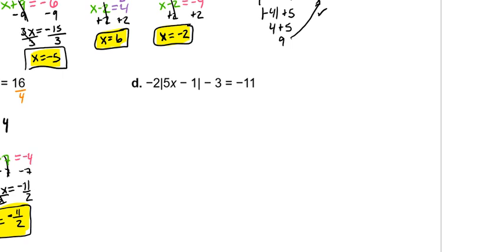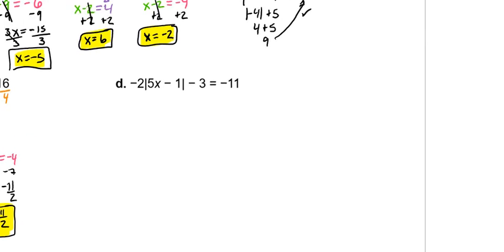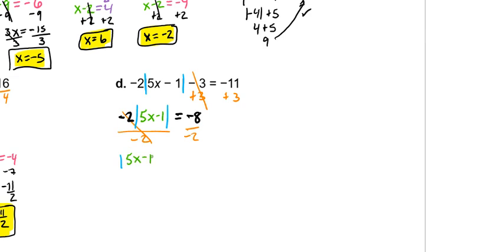Here, we have kind of a lot more going on. So we have our absolute value symbols. So we have two things we need to get rid of this time. We need to add our 3. We always do our adding and subtracting first. And now we have negative 2 times the absolute value of 5x minus 1 equals negative 8. Then we're going to need to divide both sides by negative 2. And that's going to leave us with the absolute value of 5x minus 1 equals positive 4. And 4 is a positive number, so we're able to work out our problem.